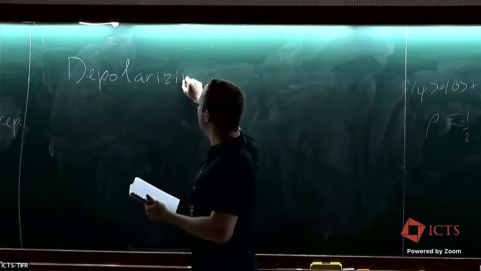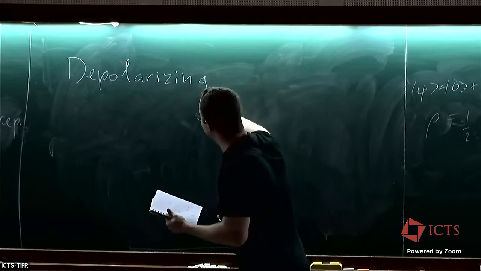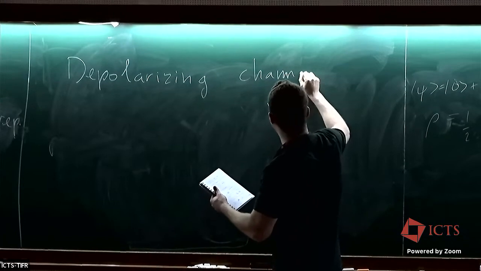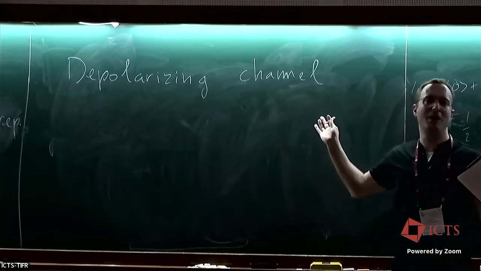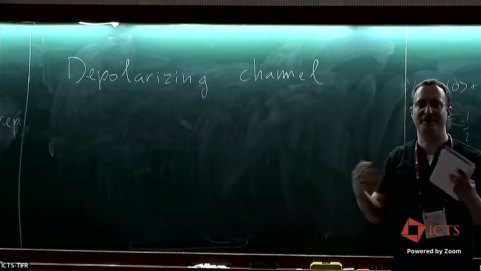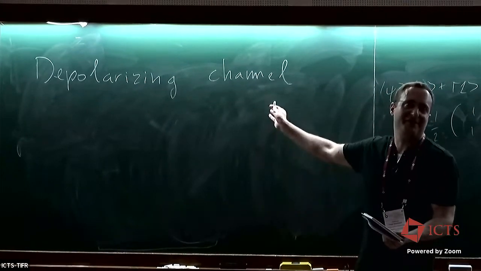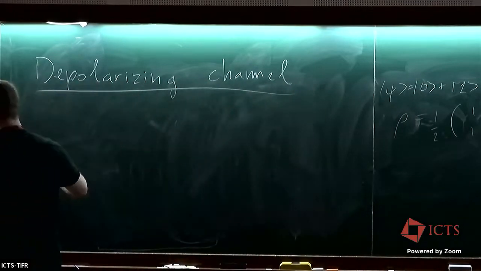This is maybe the most famous and most infuriating channel to experimentalists. It's the most famous because this is what is used to model quantum error correction codes. You can prove a lot of things analytically using the depolarizing channel. As an experimentalist, this thing doesn't exist in real life. But it's a very useful tool.